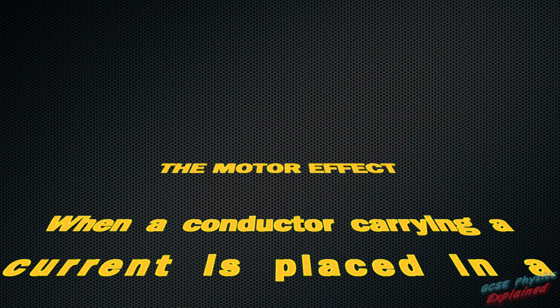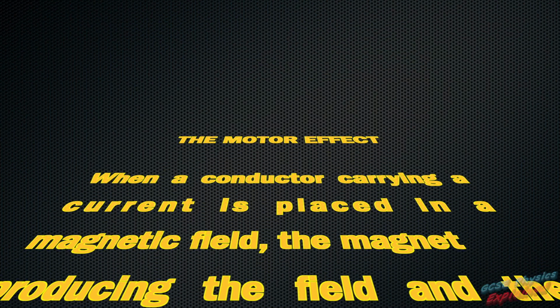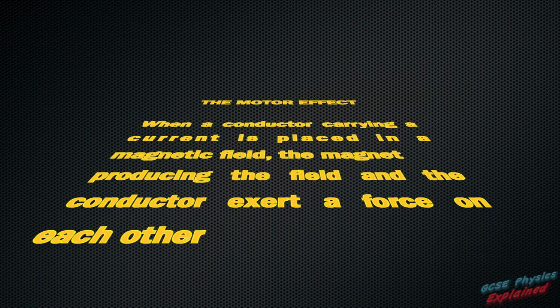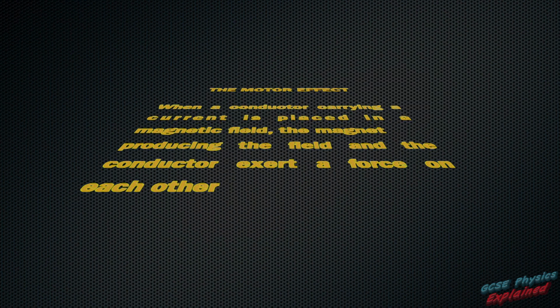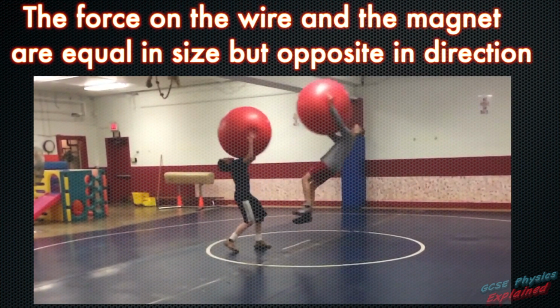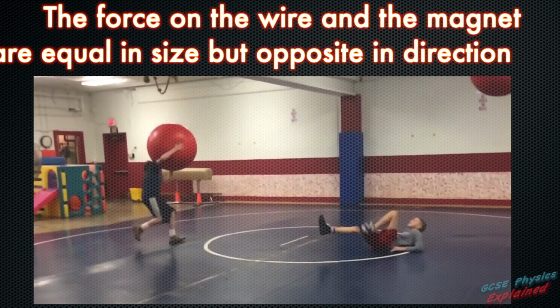When a conductor carrying a current is placed in a magnetic field, the magnet producing the field and the conductor exert a force on each other. The force on the wire and the force on the magnet are equal in size but opposite in direction.